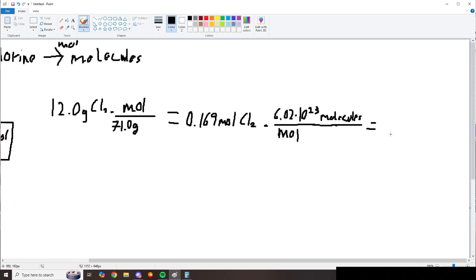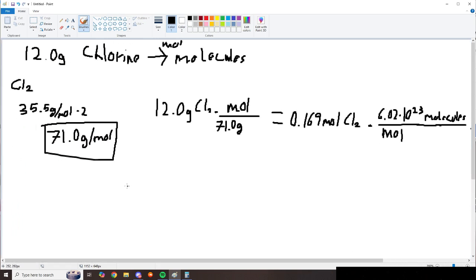So put it in the calculator. And for our final answer, we get 1.01738. No. We get 1.02 molecules. No, 1.02. Sorry, I forgot the end. Times 10 to the power of 23. Very important you remember this, because it's a big difference. Molecules of Cl2. And there you have it.